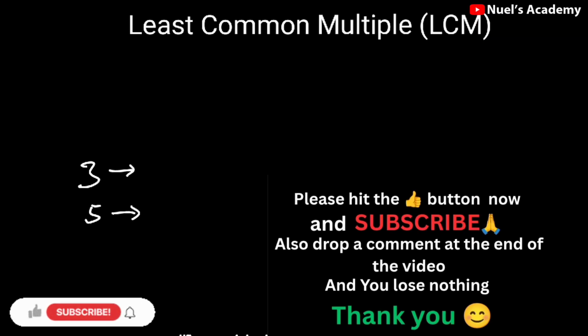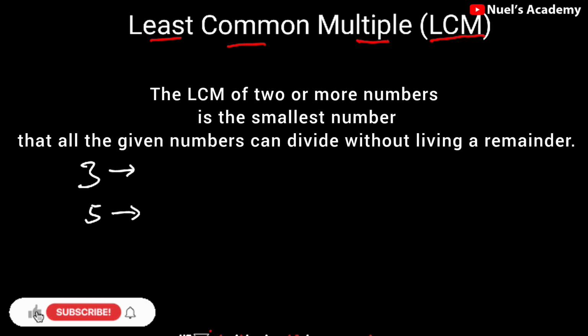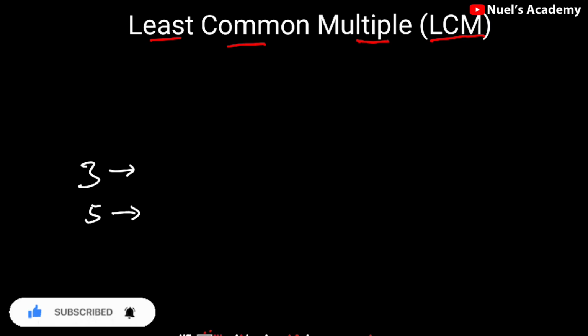In this lesson, we're going to be discussing LCM, which is known as least common multiple. Others may refer to this as lowest common multiple, but the two convey the same message. Before we go into calculations, let's know what LCM is. The LCM of two or more numbers is the smallest number that all the given numbers can divide without leaving a remainder. We will be discussing two methods of solving LCM.